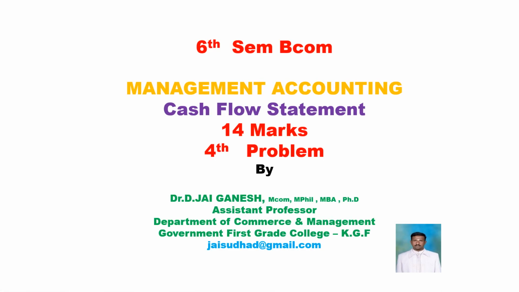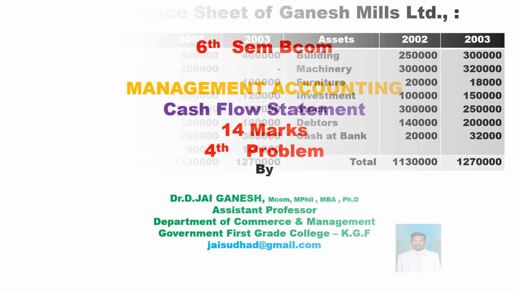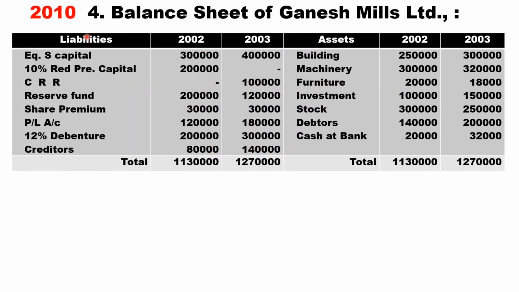Well, students, let us solve the fourth problem of cash flow statement. So, 2010 question paper. The balance sheet of Ganesh Mills Limited is given. Equity share capital, we have 1 lakh increase. It will come in finance activity as issue of share.